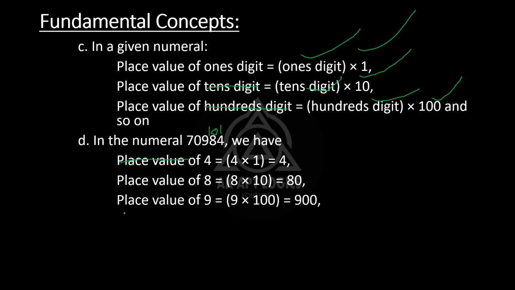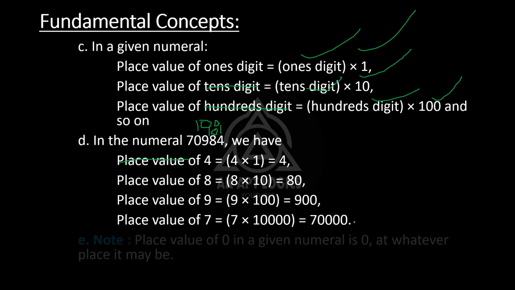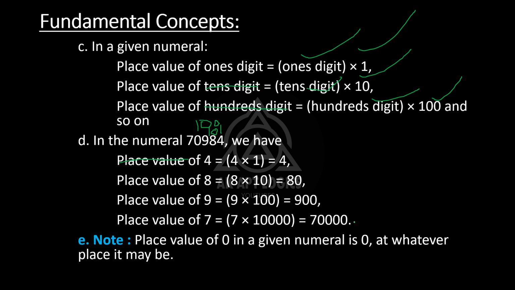Next, place value of 9. The place value of 9 becomes 9 into 100 because 9 is present in hundreds place, so the place value of 9 will be 9 into 100, 900. Next, similarly, the place value of 7 will become 7 into 10,000, 70,000. So this is all about the place and face values. So let us go to the next topic, which is a note point, right?